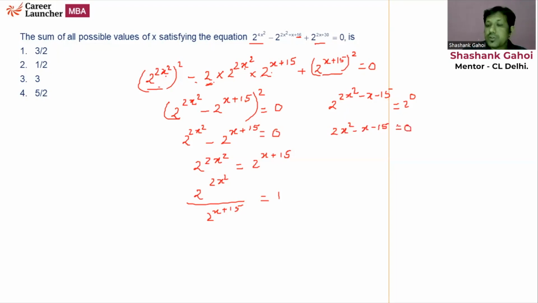Now, the question is talking about the sum of all possible values. It means the question is asking me the sum of the roots of this equation. So what is the sum of roots of this equation? That is alpha plus beta is equal to −b upon a. So −(−1) upon 2, and the answer of this question becomes 1 by 2.